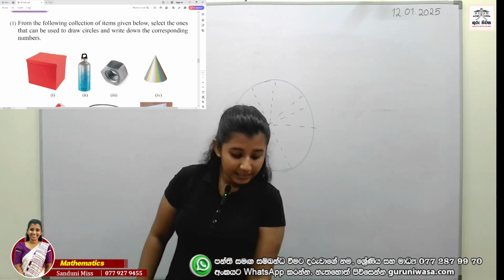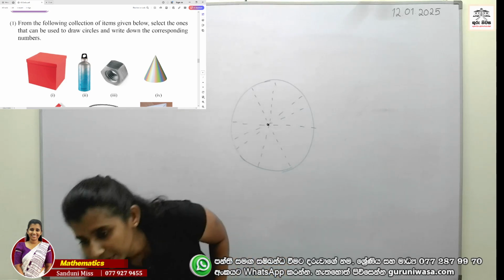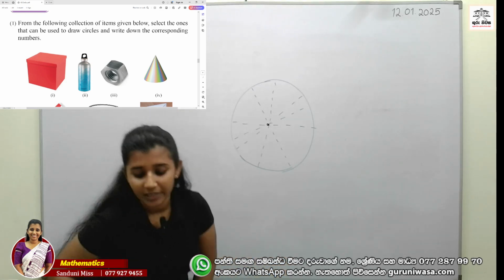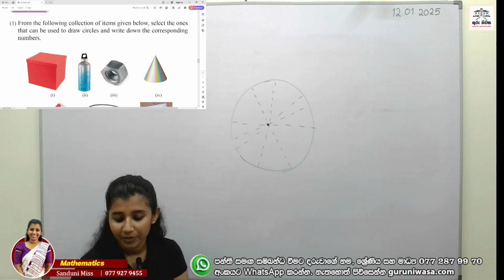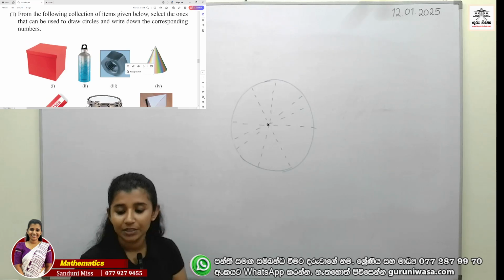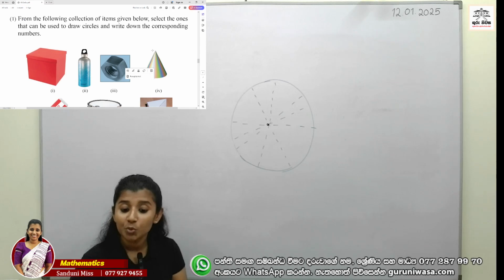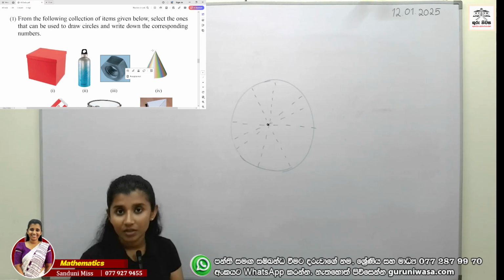We didn't discuss exercise 1.2. We have discussed 1.1 in the textbook, right? Now we'll see. Look here. From the following collection of items given below, select the ones that can be used to draw circles and write down the corresponding numbers.